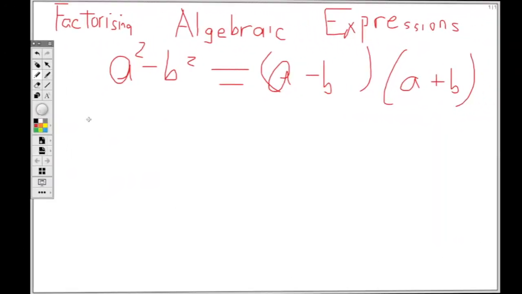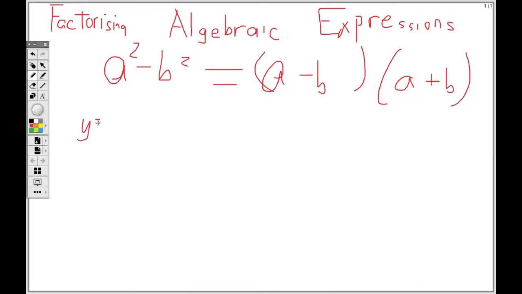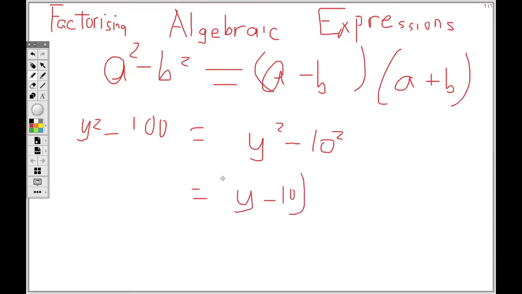If I have y squared minus 100, 100 is a perfect square, so I'll rewrite this as y squared minus 10 squared. So my a is y and my b is 10. So factorizing this, we'll have y minus 10 and y plus 10.